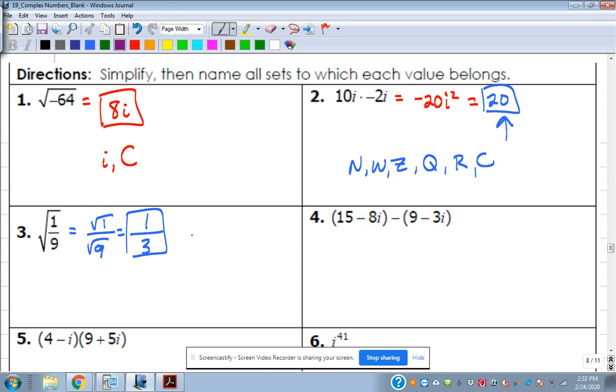It's a fraction, right? So it's a rational number, which is Q. And if it's rational, it's real. And if it's real, it's complex.